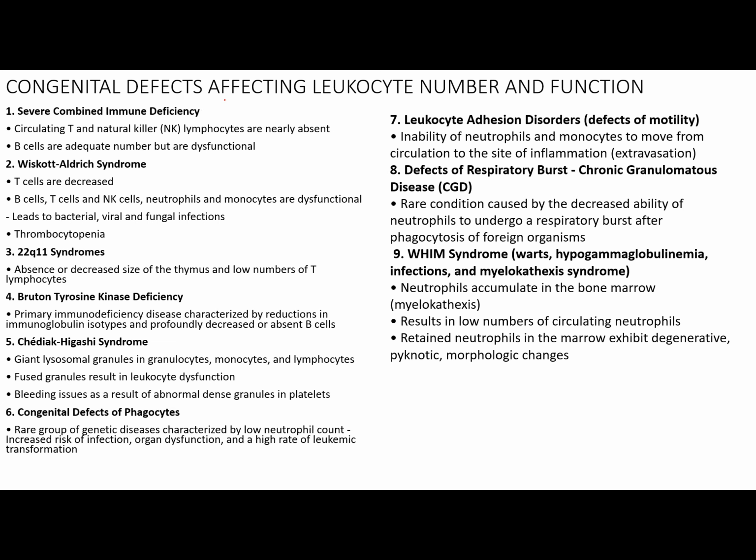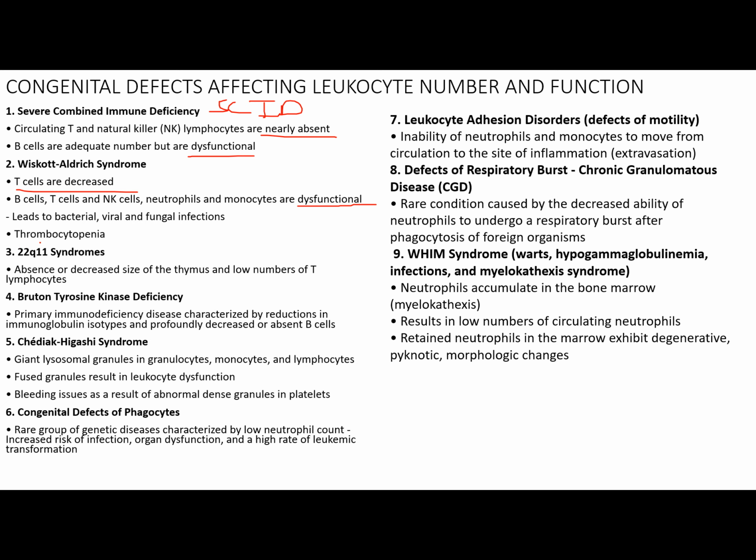We have the first one, your SCID. SCID stands for Severe Combined Immune Deficiency, wherein circulating T and natural killer lymphocytes are nearly absent. B cells are adequate in number but are dysfunctional. Then you have your Wiskott-Aldrich syndrome. T cells are decreased. B cells, T cells, NK cells, neutrophils, and monocytes are dysfunctional. Leads to bacterial, viral, and fungal infection. And there's also the presence of thrombocytopenia.